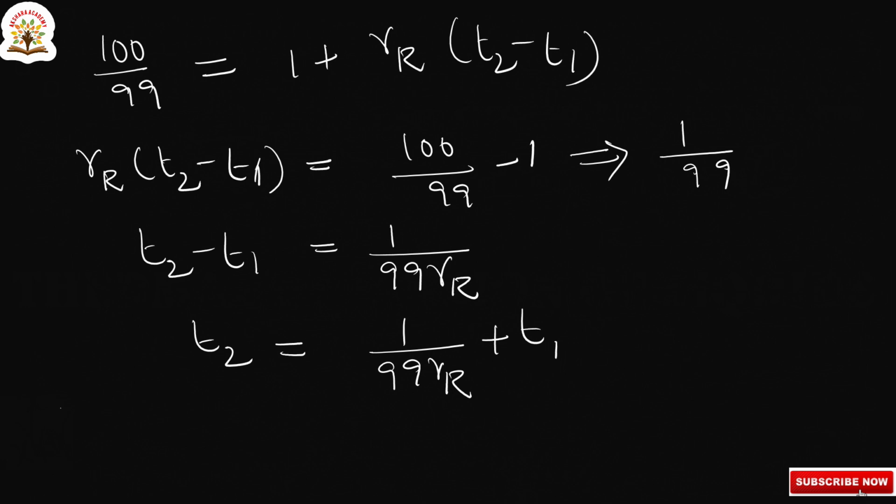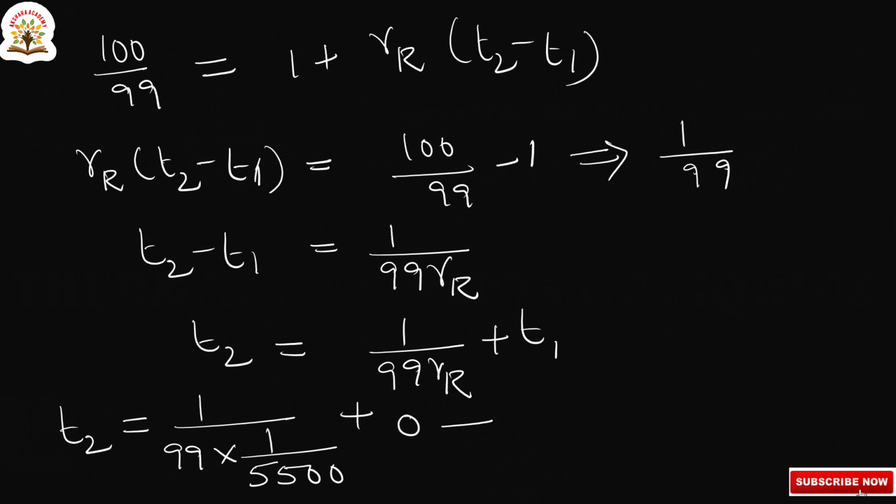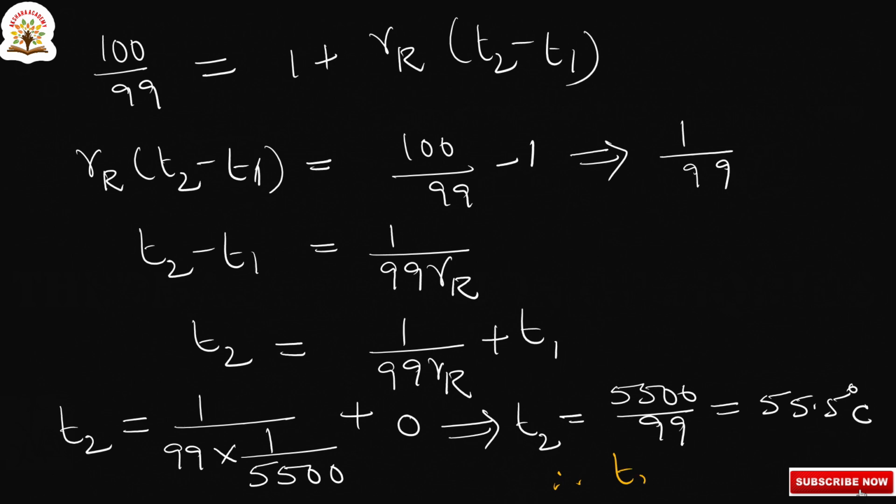So T2 is equal to 1 by 99 into, substituting values, gamma is given as 1 by 5500 plus T1 0. So that implies T2 is equal to 5500 by 99, that is equal to 55.5 degree centigrade. So therefore T2 is equal to 55.5 degree centigrade. Okay, now next we'll go to the next.